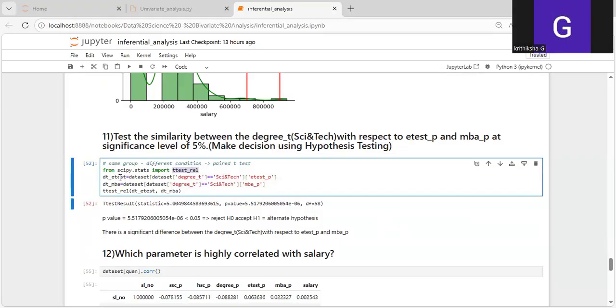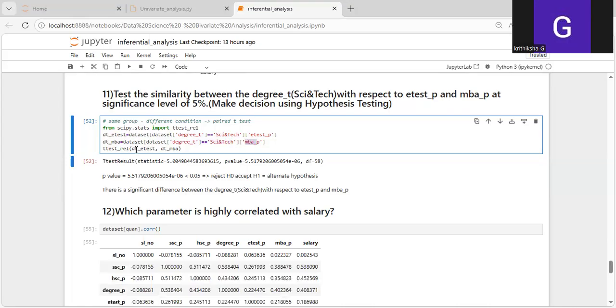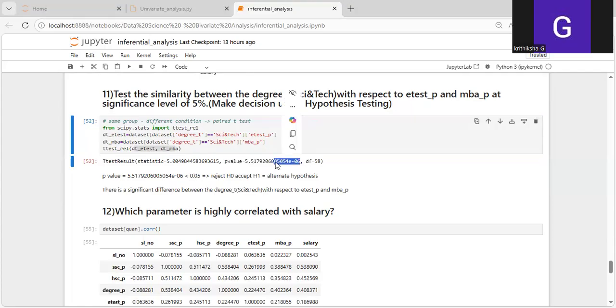For this also, I'm computing the degree percentage for the E-test and the degree percentage for the MBA with those specific conditions. I have filtered out both columns, sent them to the t-test, and computed the p-value, which is 5.51 times 10 to the power of minus 6. So it is a very small value, which is less than 0.05. So I'm rejecting the null hypothesis and accepting the alternate hypothesis.